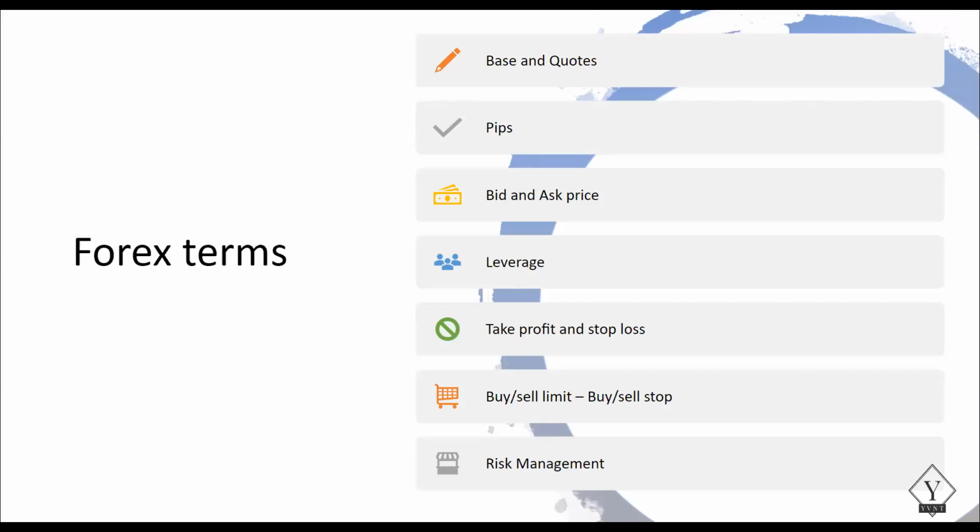So in this lesson, we're going to be talking about currencies, right? And then from there, we're going to go to another video where I'm going to be explaining all the Forex terms, right? So these are going to be the Forex terms that we're going to be learning so that you can understand how all of these are put together.